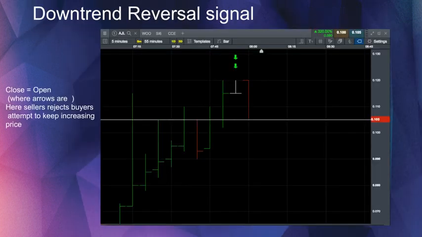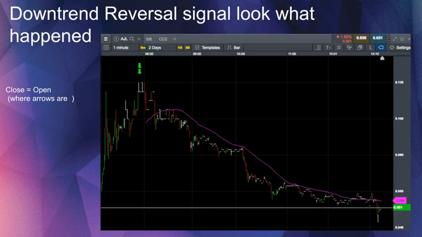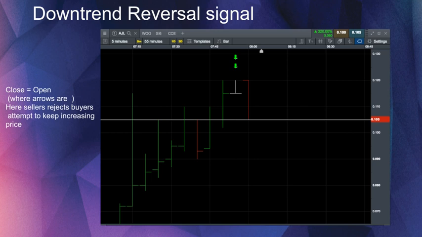So next one here, downtrend reversal signal. I think I've already spoken about that one. You can clearly see what happened there, where I put the arrows. So it's just showing us some trend reversal. So look at what happened now. This is the previous slide where I highlighted that. You can see that gravestone doji.